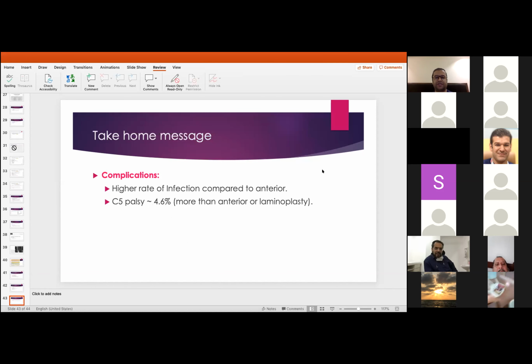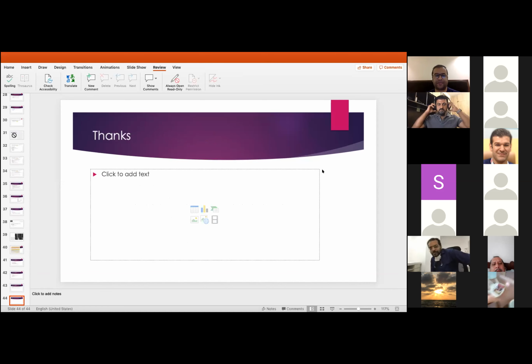C5 palsy has a higher rate of complication with the posterior approach compared to the anterior and to the laminoplasty. So if you have examined the question, it says what is the most common approach that may lead to C5 palsy? It's actually posterior, but it's not that much of a difference, but it is posterior. And that's it. Thank you very much.